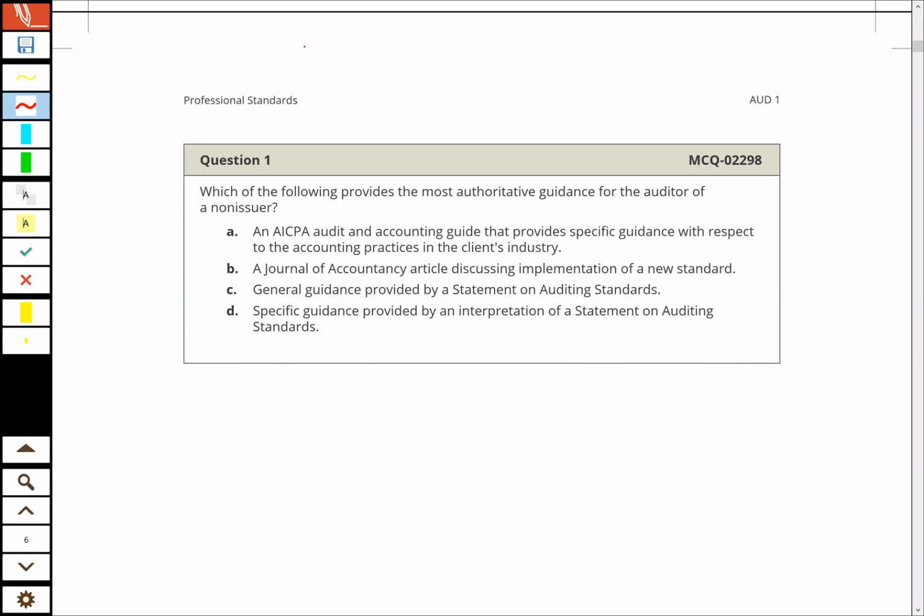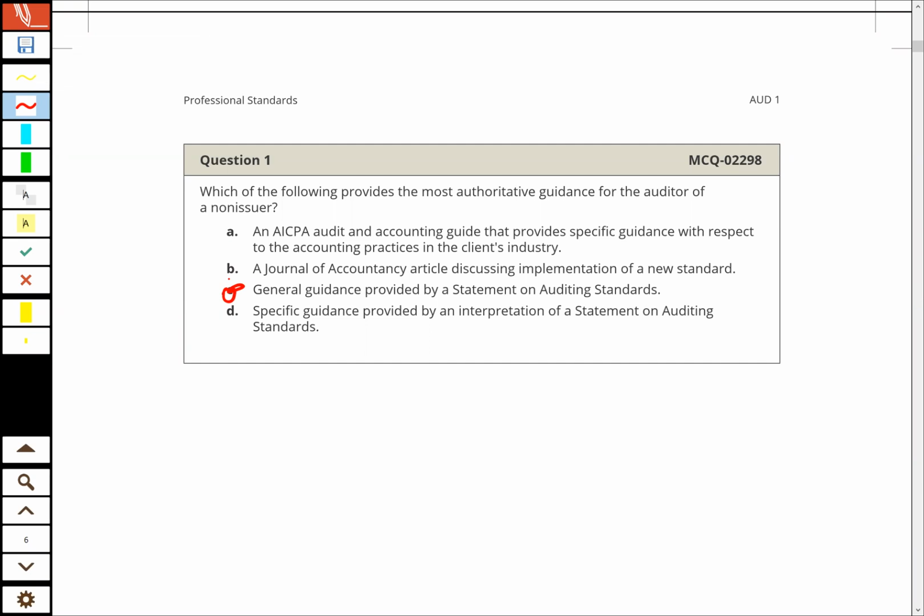Okay, let's go ahead and look at this one. It's not one that we need a whole lot of time with. So the answer here is C, okay? And so most of us got it right, so that's good. General guidance provided by the AICPA is going to be the correct answer. So let me go back though, because some of us missed it. Nobody thought Journal of Accountancy, so that's good. The answer is C here, the general guidance provided by the statements on auditing standards.